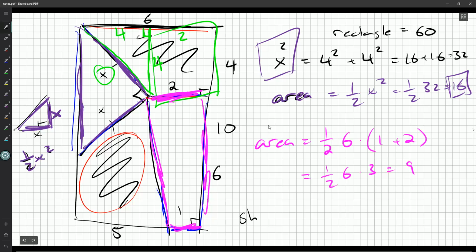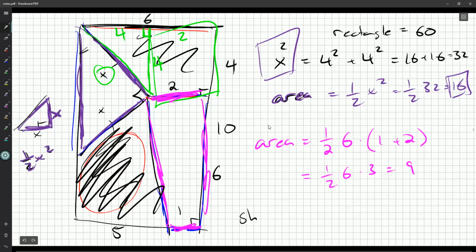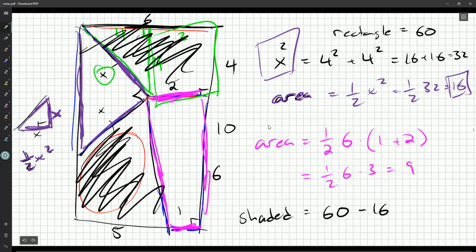So the shaded area, that's the full rectangle, which is 60, minus 16 for the purple triangle, minus 9 for the pink trapezoid. So that's 60 minus 25. That's going to be 35.